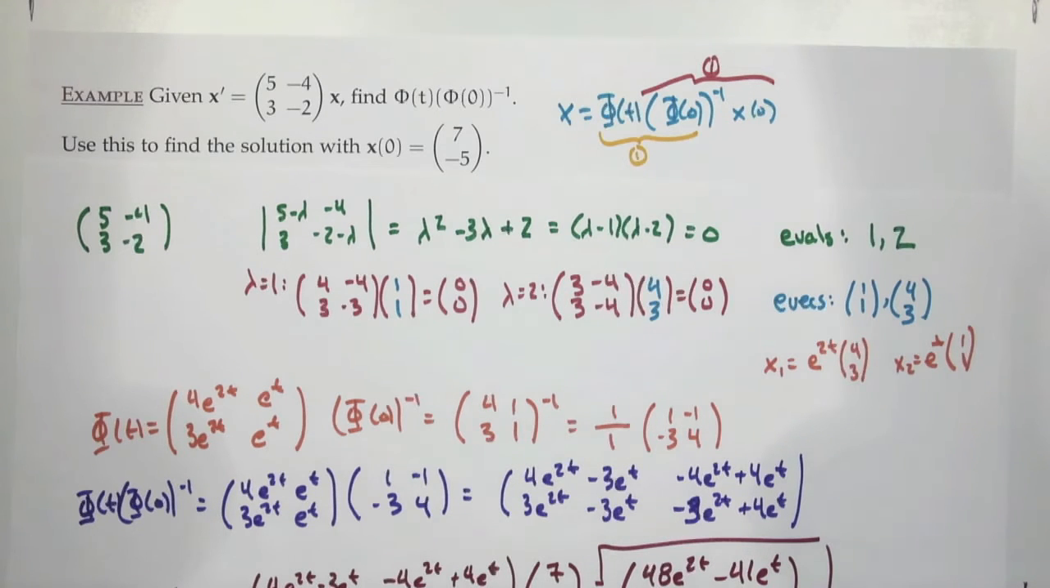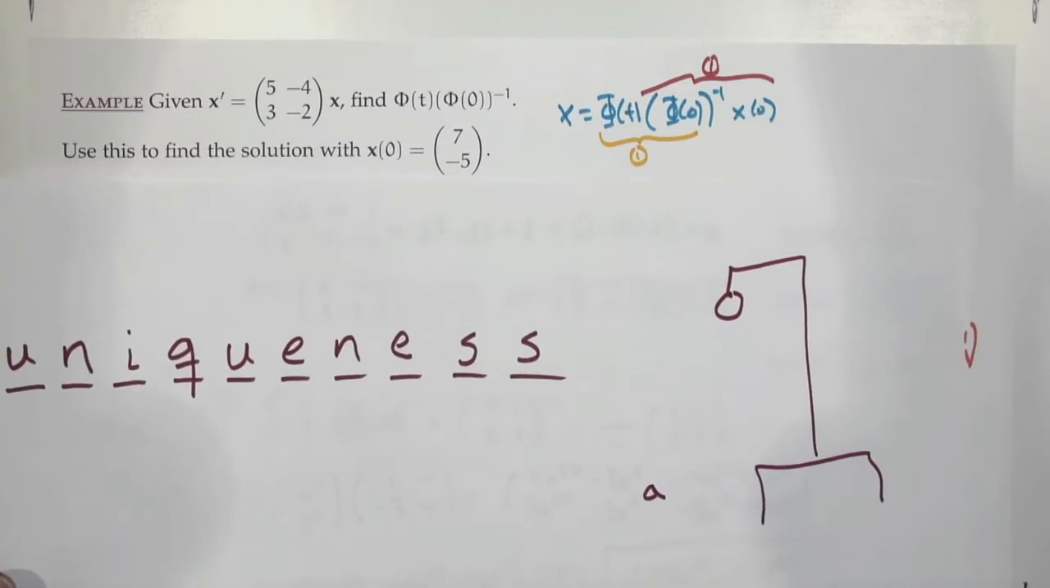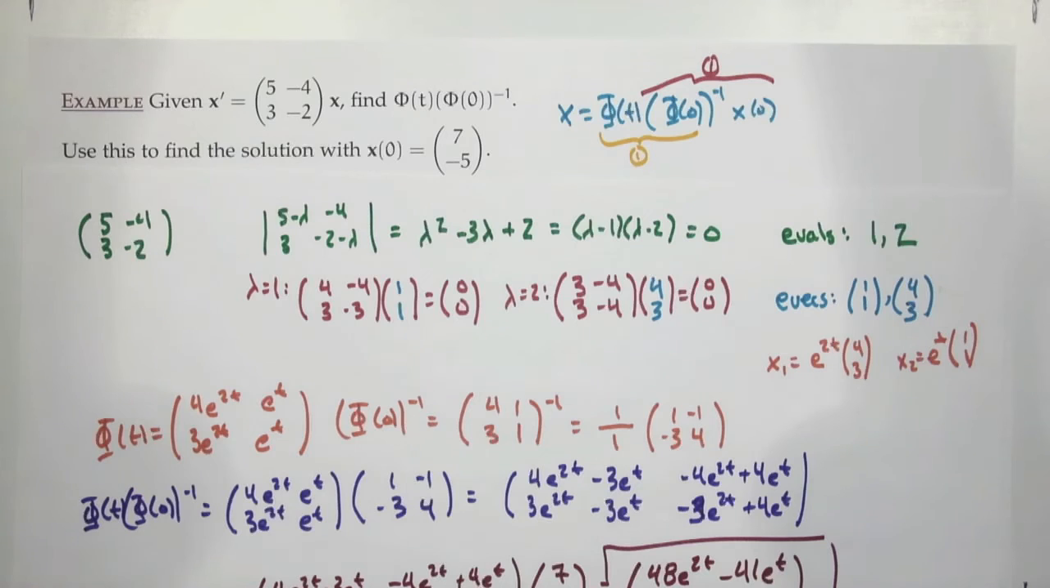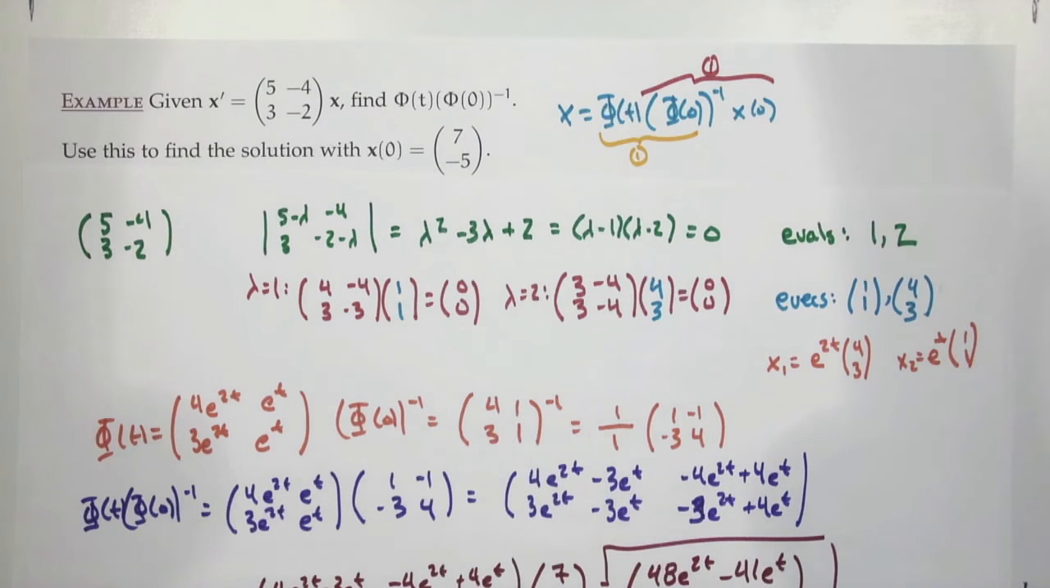I see a question. Could you get a different answer if you put x1 and x2 in differently? I don't know. Could you get a different answer? Why not? Uniqueness. So that goes back to our discussion earlier. It turns out that if you change the order, it will correct itself. So essentially, the phi 0 inverse undoes the changing of the order, is what happens.